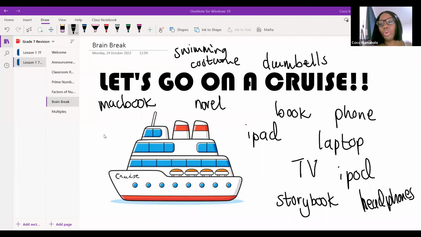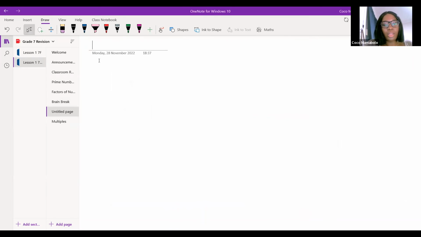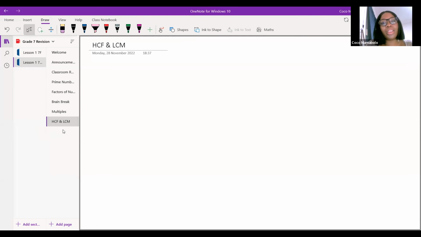Okay. All right. So we are a little ahead of time. So I want to introduce us to what we were actually going to start on Wednesday, but we can definitely do it now. I'm going to add another page quickly. HCF and LCM. All right. So we're going to be learning about highest common factors and lowest common multiples.